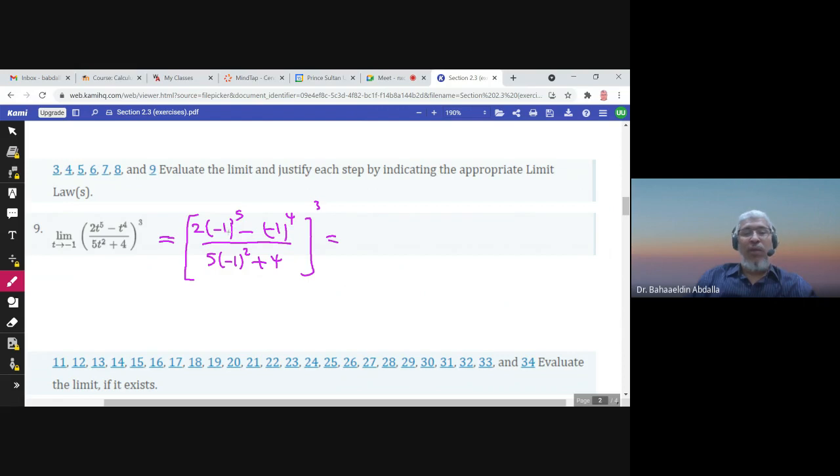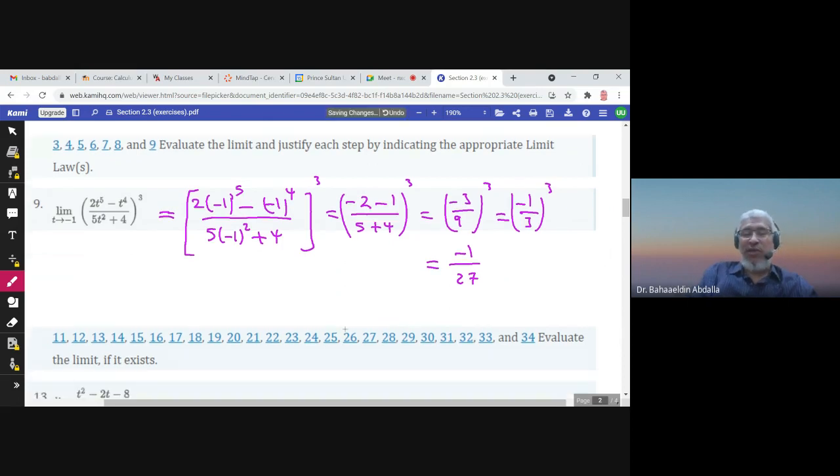-1 to the power 5 is -1, so this would be -2. -1 to the power 4 is +1, so this would be -1. -1 to the power 2 is +1 times 5 plus 4, all to the power 3. So -3 over 9, all to the power 3. If you divide by 3, it would be -1 over 3, all to the power 3. And then the answer is -1 over 27.